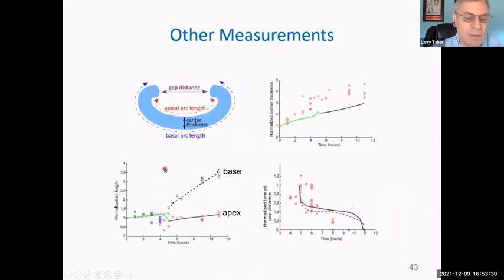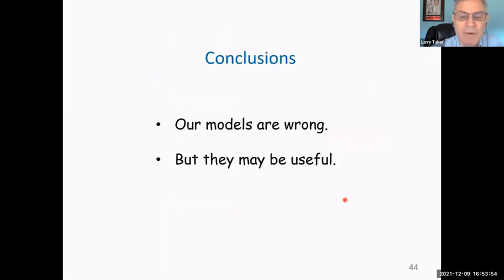And then Alina went on and measured the normalized thickness of the center of the lens as a function of time, as well as the arc length on the basal side and the apical side as functions of time, and also this gap distance as a function of time. And it seemed to predict reasonably well the behavior in all these cases. So anyway, in conclusion, our models are definitely wrong, but we hope that they may be useful.